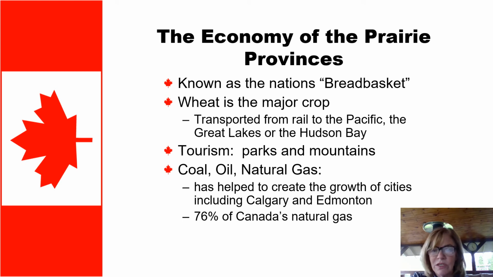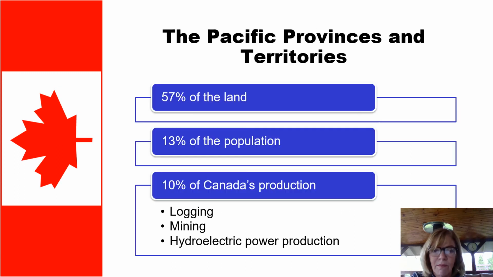Tourism is very important. It's natural beauty. You've got hiking, you've got lakes, fishing, all sorts of things, lots of different parks. They've got a lot of natural resources as well: oil, natural gas, and coal. So 76% of Canada's natural gas is in these prairie provinces.